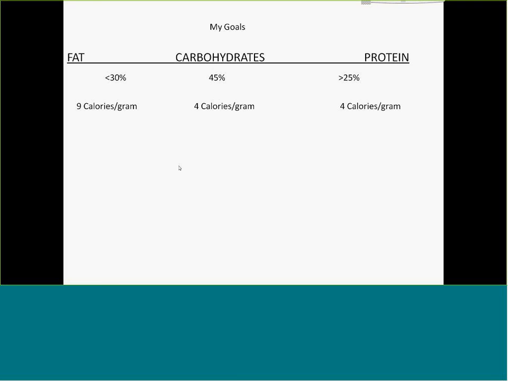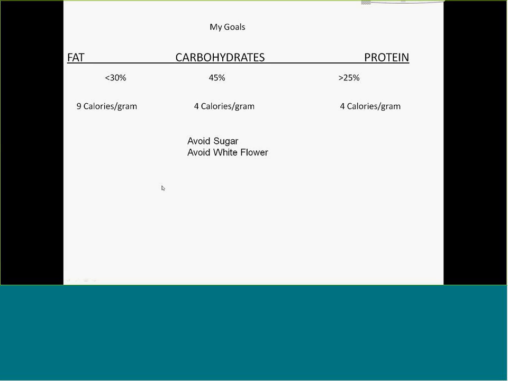As a reminder, how many calories are in each gram of the category? We've got 9 for fat, 4 for carbs, 4 for protein. You may be using the 9-4-3. If you are, that's cool too. I'm going to be using a 9-4-4. And then there's another video where I explain how proteins, after various processes, actually have 3 calories instead of 4. But we're going to use 4 calories here.